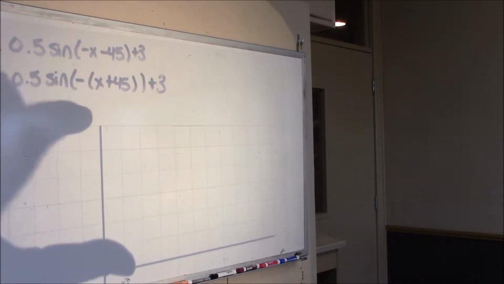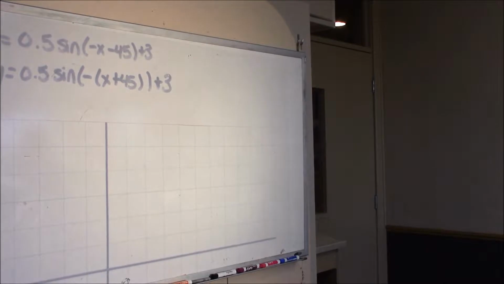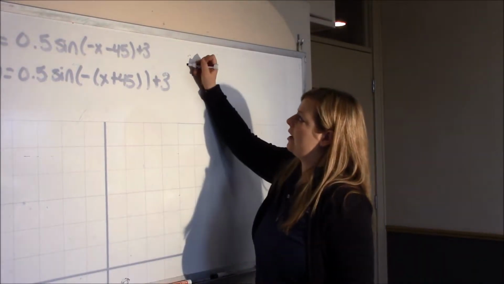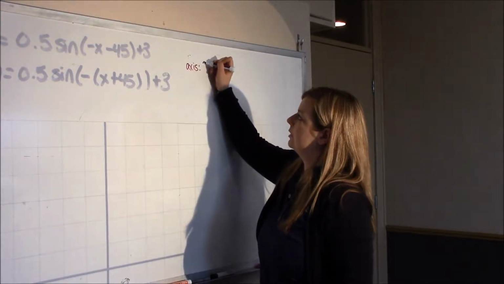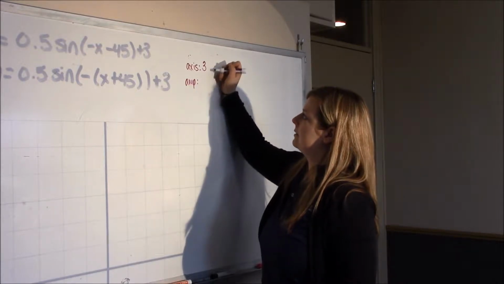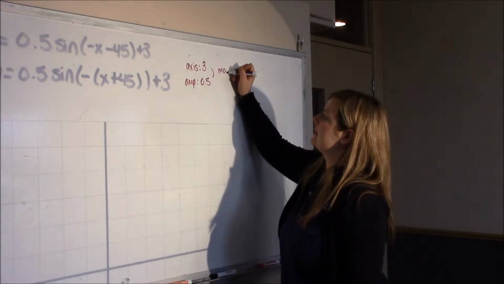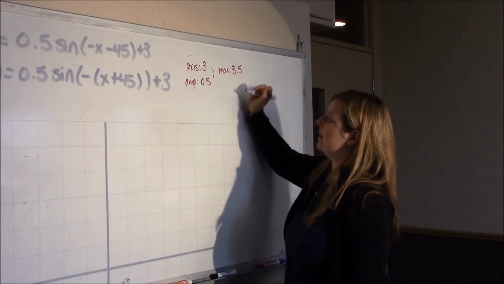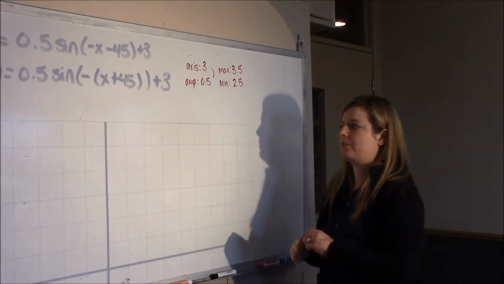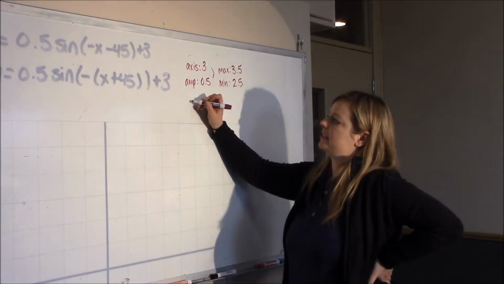So you factor out your -1, so instead of minus x minus 45, it's minus bracket x plus 45. All right. My axis is now 3. My amplitude is 0.5. So that means my max is 3.5, so 0.5 up from 3, and my min is 2.5, so 0.5 down from 3. My period is actually still 360.